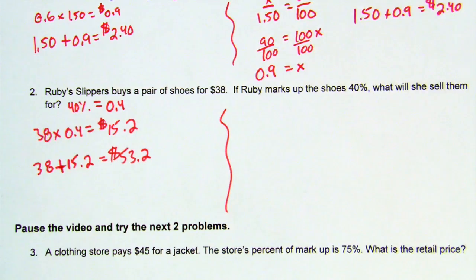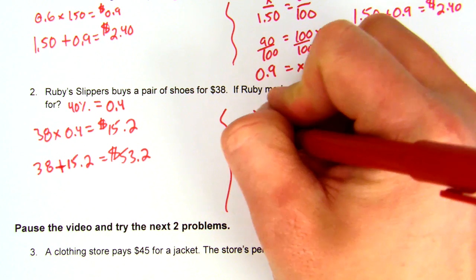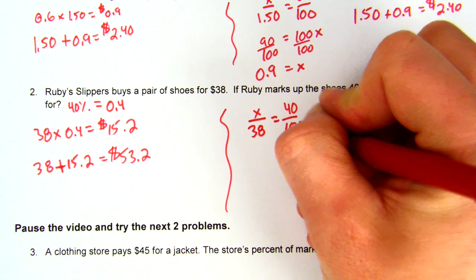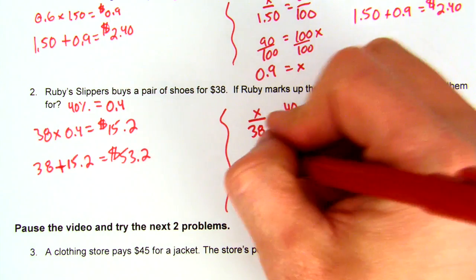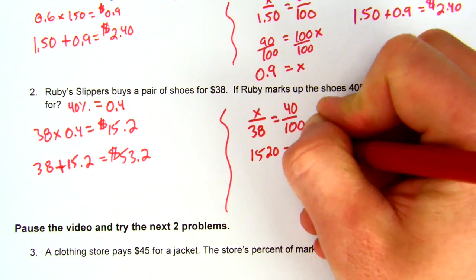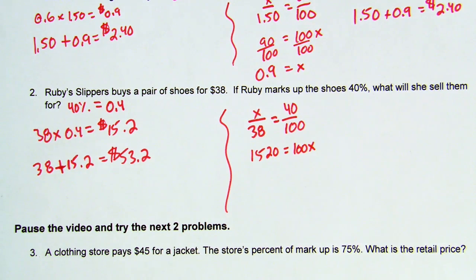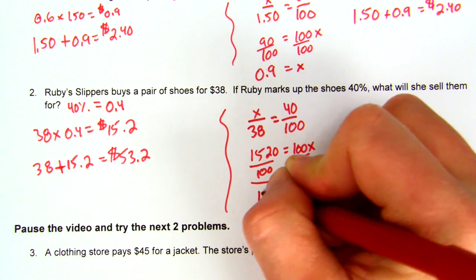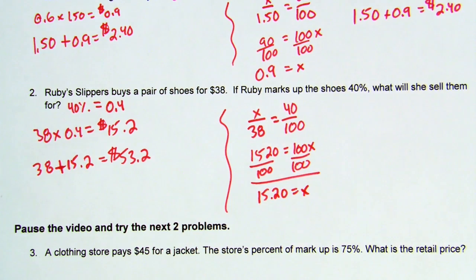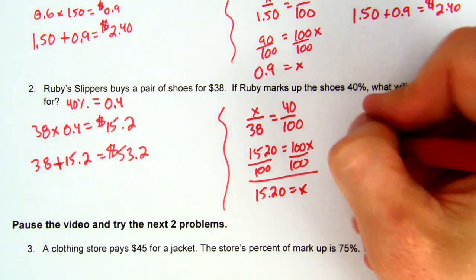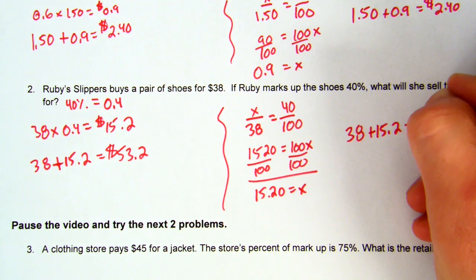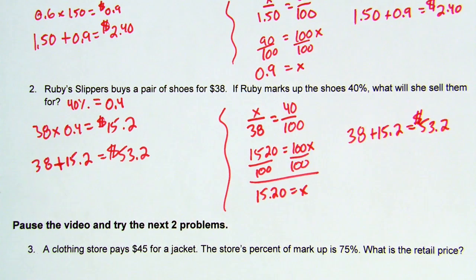If I want to do it in, again, proportion form, I do my markup amount, which I don't know, over the original price, which is $38, is equal to my markup percentage of 40% over 100%. Cross multiply, and 1520 is equal to 100x. Divide by 100 on both sides, and I get 15.20 is equal to x. So you can see it's the same amount, no difference. Again, add that to the original price, and I get an answer of $53.20.